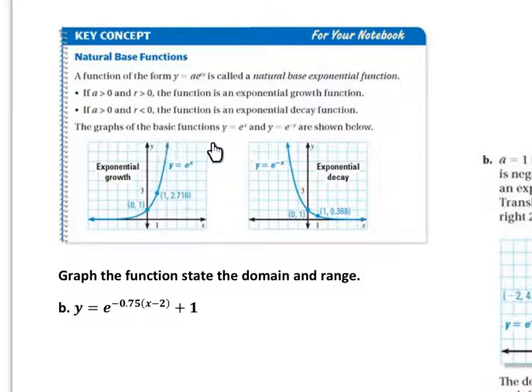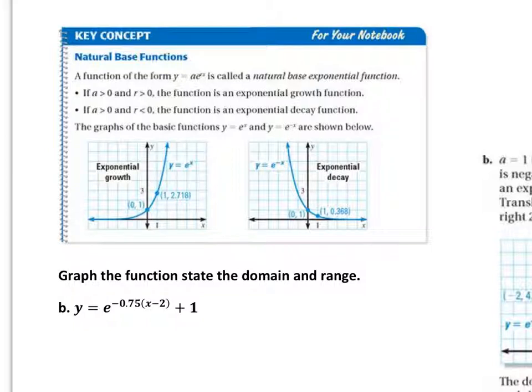The graphs of the basic functions y equals e to the x and y equals e to the negative x are shown below. See how this looks just like the exponential growth we've been going over? And the same here with decay. Because of this negative, it reflects the graph over the y-axis.